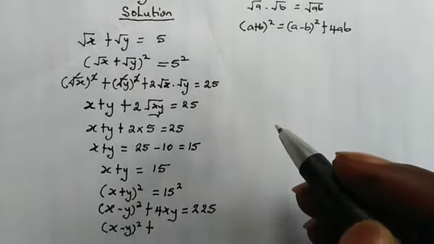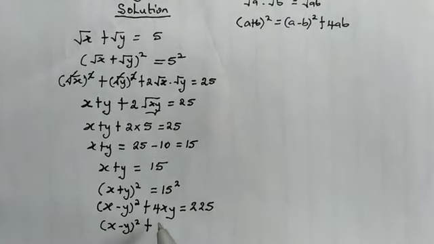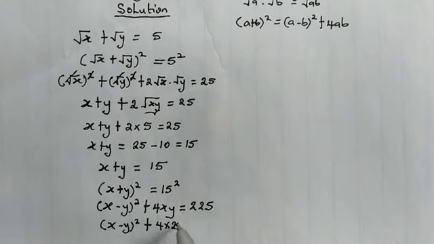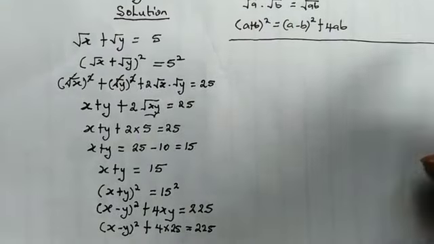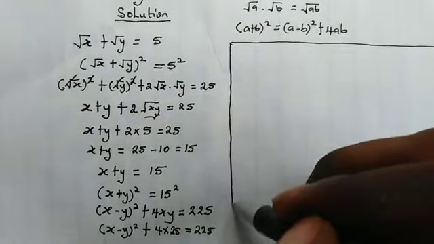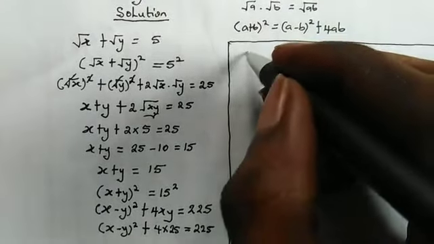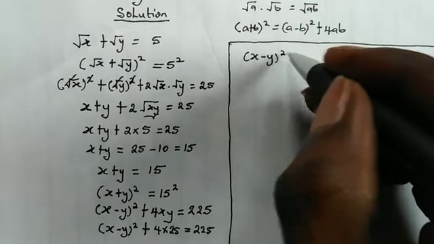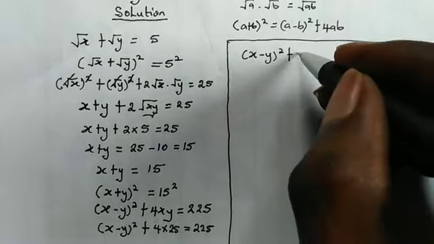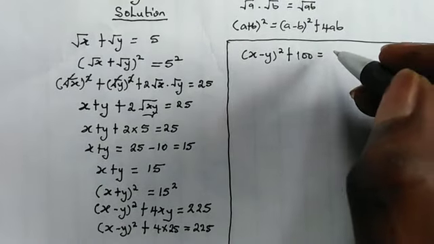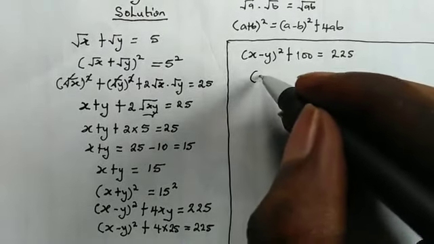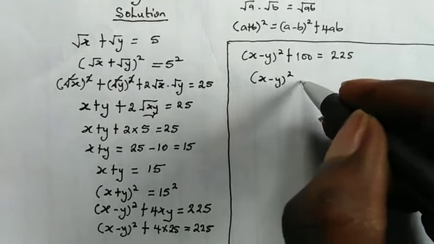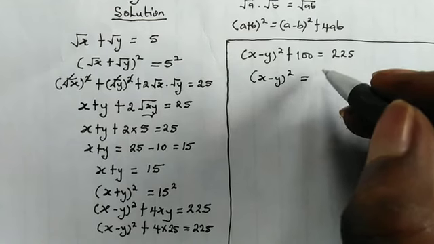So from here we're going to have 4 times 25. Now let's continue from here. We have (x minus y) squared plus 4 times 25, that is 100, and this is equal to 225. So we're going to subtract 100 from both sides. Here we have (x minus y) squared equal to 225 minus 100, and that is going to give us 125.